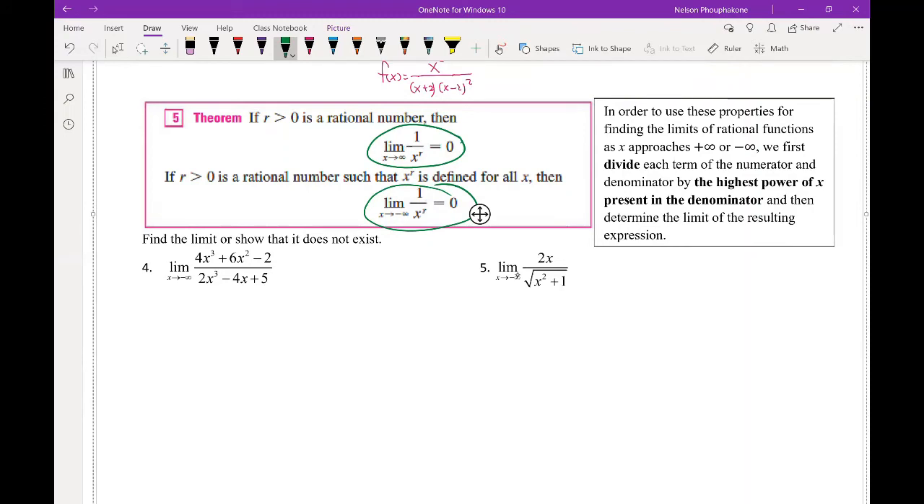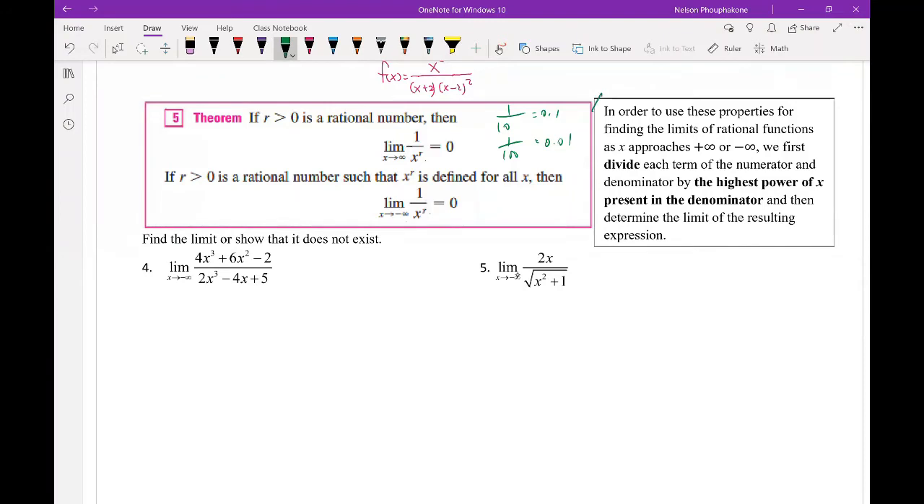Now if you know that 1 over 10 is about 0.1, and 1 over 100 is 0.01, do you see that when the number in the denominator is getting bigger and bigger, the output is getting closer and closer to 0? This is exactly the idea here. Same thing for the limit as x approaches negative infinity of 1 over x to the r, which is also equal to 0. The following 2 or 3 examples will use this technique.